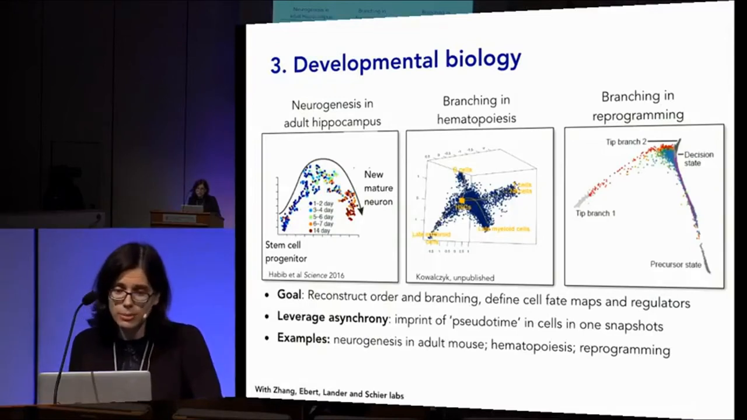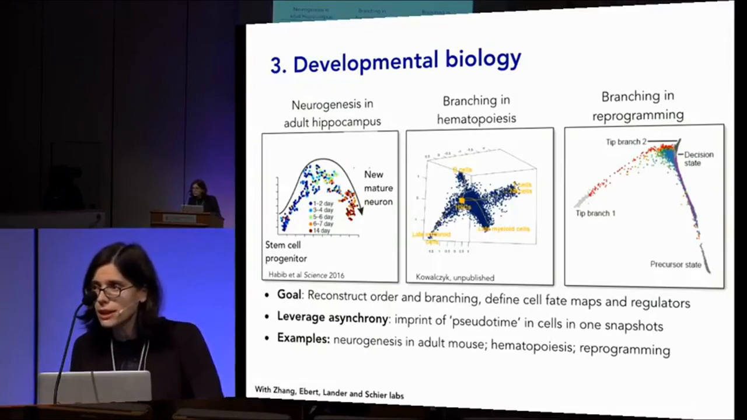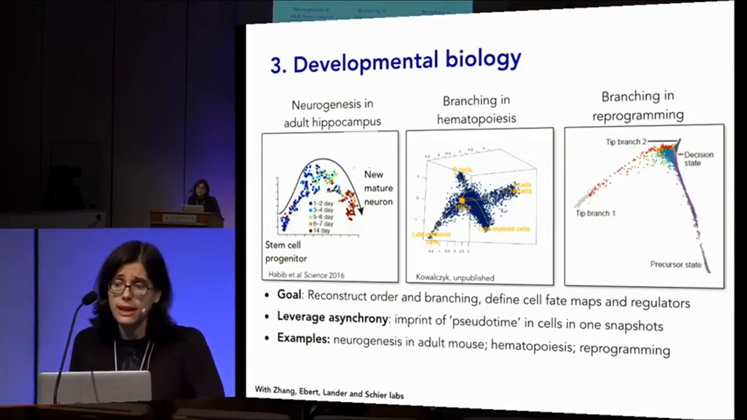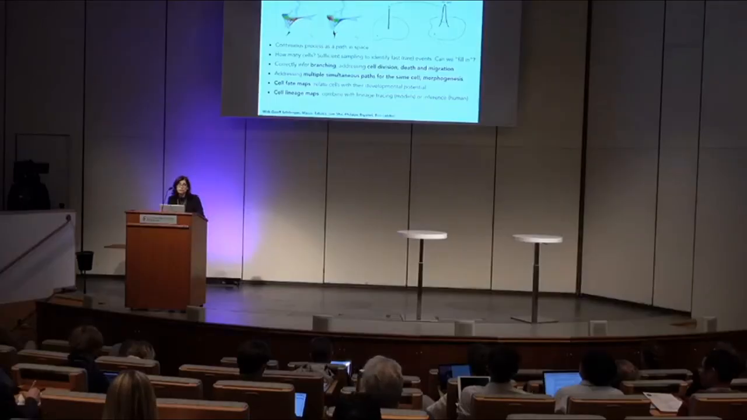And this leads to examples from linear processes like neurogenesis in the adult brain, through looking at branching processes like hematopoiesis, and even taking a much finer look at programming and reprogramming of stem cells. And again, there are big computational challenges that still remain for our community to solve.